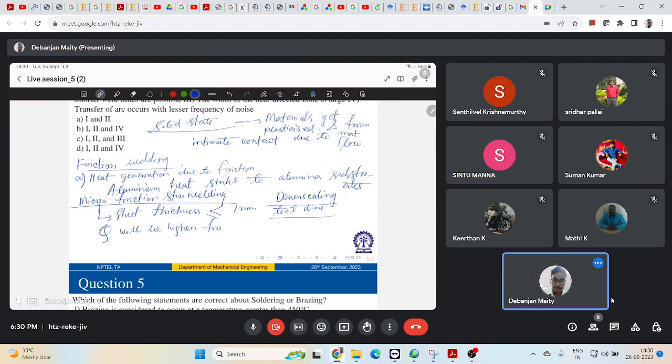So I can use some mathematical calculation also. Q equals tau into V. V is basically R omega. What is tau? This is the contact shear stress, which is mu into Fn by As, where Fn is the normal force and As is the contact area, and V is R omega. So Q will be higher for a larger diameter tool.